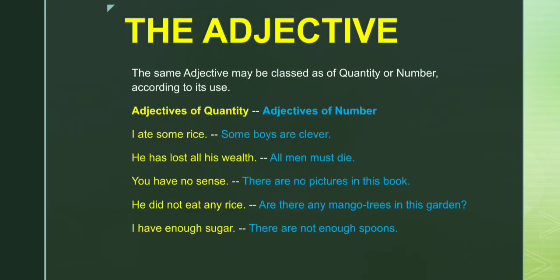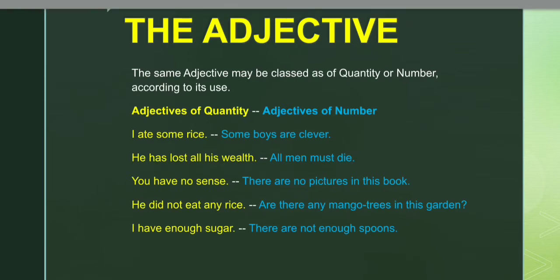Next, the same adjectives may be classed as quantity or number according to their use. Okay, earlier you studied the adjectives of quantity, and we used many, few, and other such adjectives, but those again we have used in the numeral adjectives. So what is the difference between these two? Look at the adjectives of quantity in yellow and adjectives of number in blue. So here we have: I ate some rice. Now here some is what? Some is an adjective of quantity.